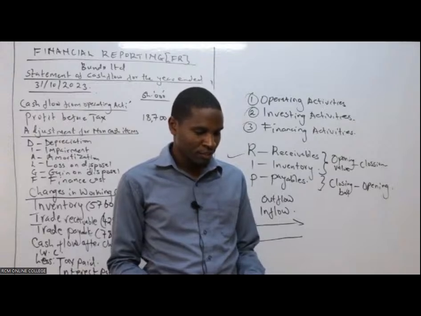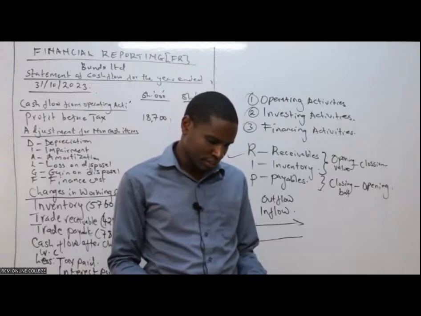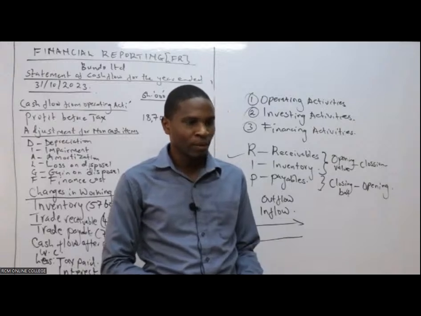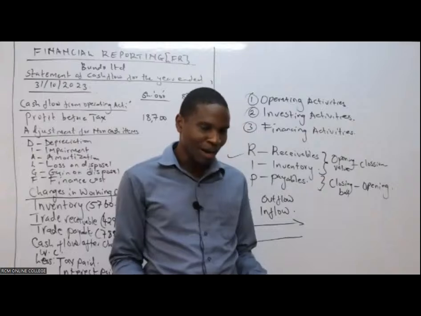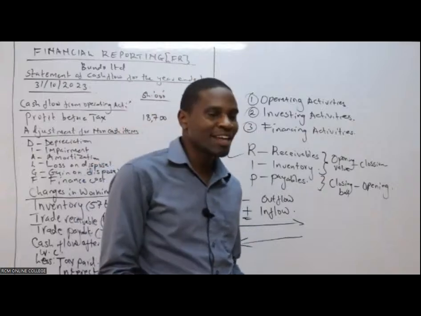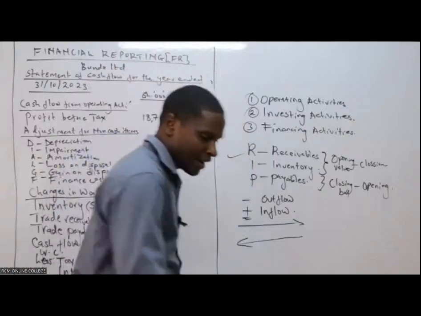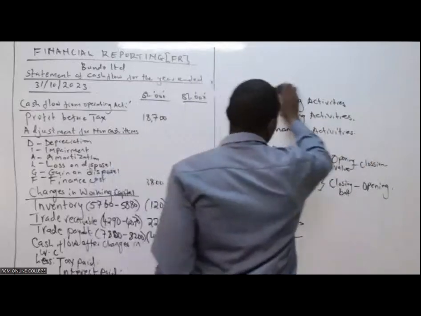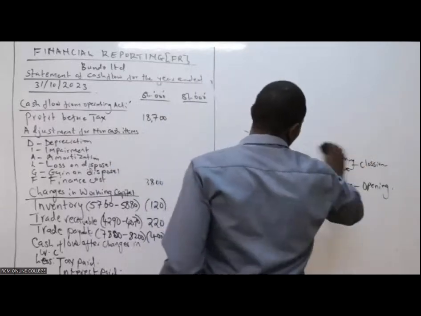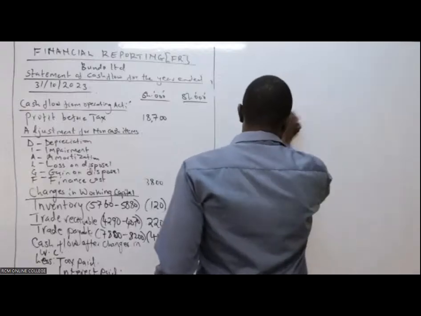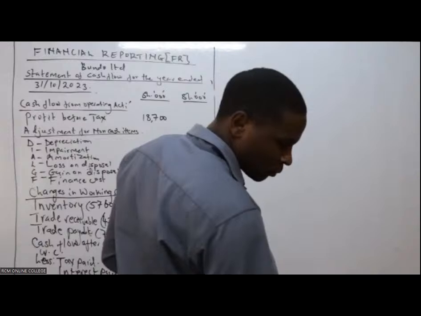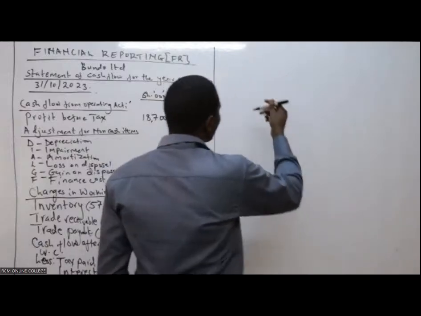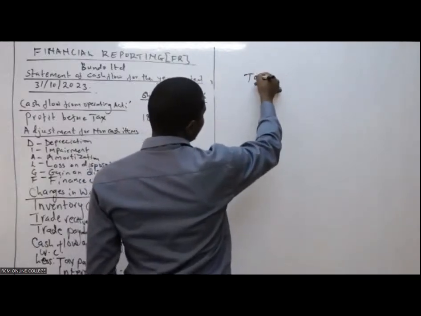Very fast, we check whether we had some interest under our current liability. We had current tax, interest payable. Once you see that, it will give you a green light to proceed. I want you to be very keen here. Nimeona ziko. Tax.